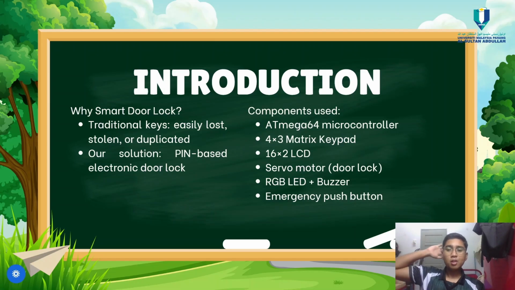The components that we use are, first, the ATmega64 microcontroller itself. Second, a 4x3 matrix keypad. Number 3, a 16x2 LCD. Number 4, a small motor, which will be used as the door lock. Fifth, an RGB LED plus buzzer. And the last one is an emergency push button.